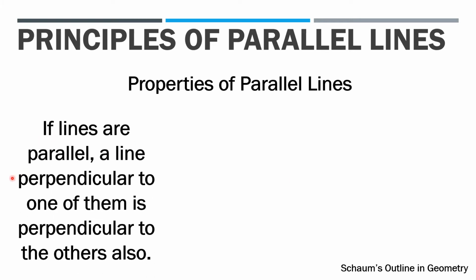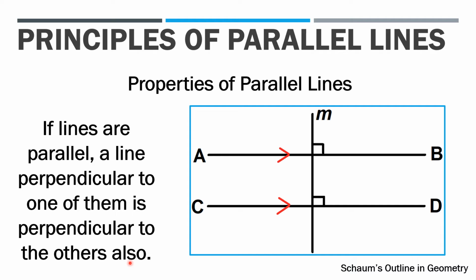If lines are parallel, a line perpendicular to one of them is perpendicular to the others also. In the illustration, since line segments AB and CD are parallel, and line segment AB is perpendicular to the transversal line M, then we can say that line segment CD is also perpendicular to the transversal line M.